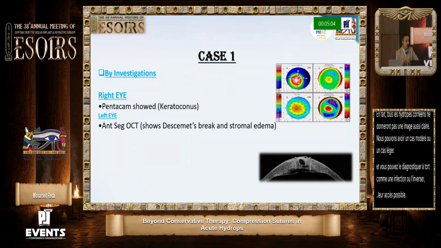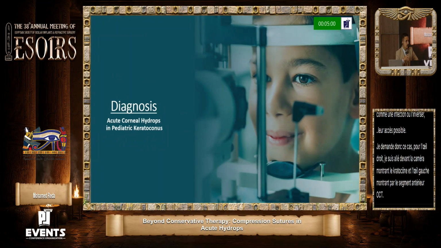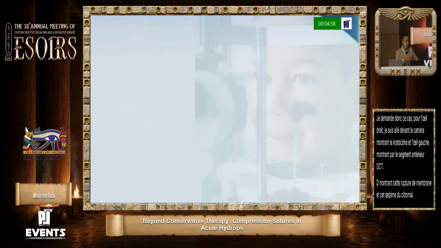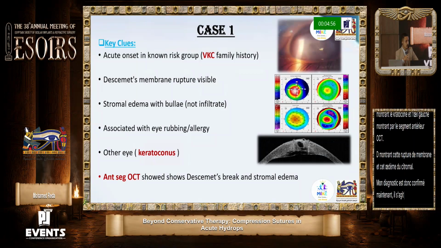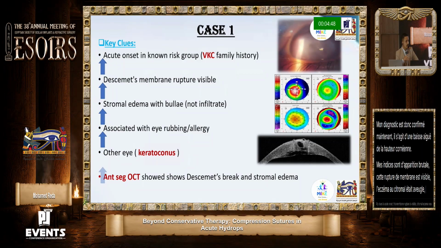by anterior segment OCT, Descemet's membrane break and stromal edema. So my diagnosis is confirmed now. It's acute corneal hydrops. My clues are acute onset, Descemet's membrane rupture is visible, stromal edema was benign, not infiltrate, so this is not infection, eye rubbing, the other eye is keratoconus, and anterior segment OCT showing Descemet's break.